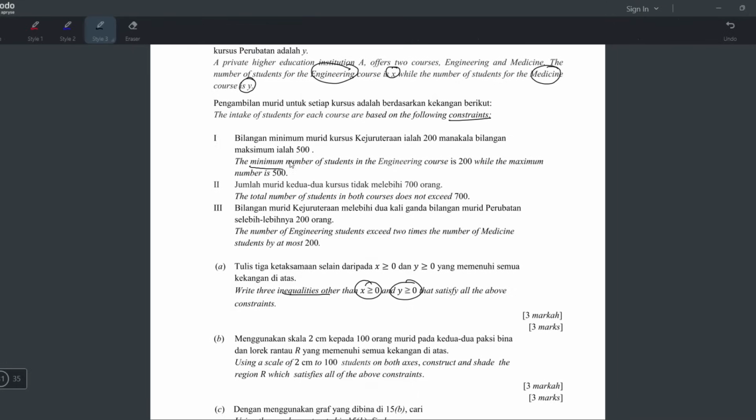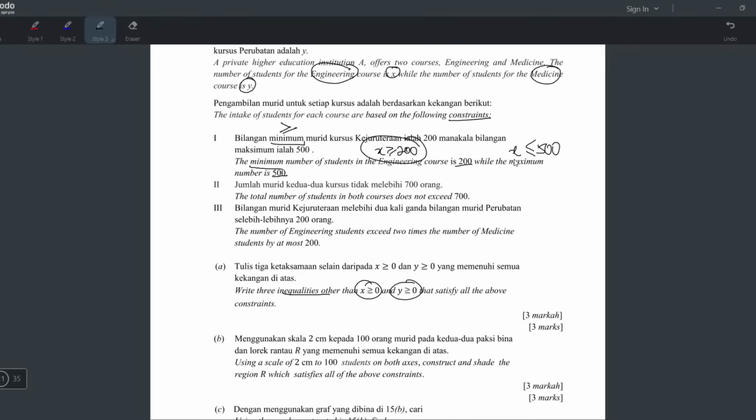First one, the minimum. Okay, minimum means the symbol is bigger or equals. So the minimum number of students in the engineering course is 200, while the maximum number is 500. Okay, that's two inequality actually here. First one is minimum is 200. So for engineering X, the minimum, so X bigger equals 200. And then the maximum number is 500. So it's still for engineering, so it's still X, but the maximum symbol is smaller equals, and it's 500. But the question asks us to write 3 inequalities. If I write like that, then there will be 1 inequality, 2 inequality, and then 3, and then 4 already. So there will be 4 inequality already.